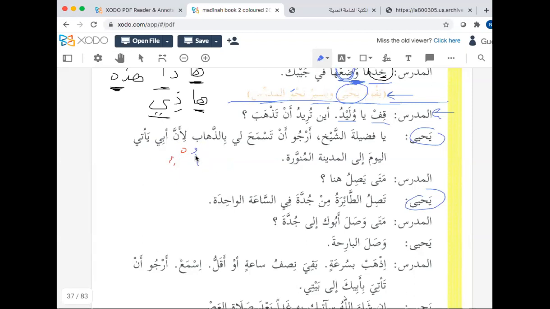يحيى: يا فضيلة الشيخ أرجو أن تسمح بالذهاب يا فضيلة الشيخ.